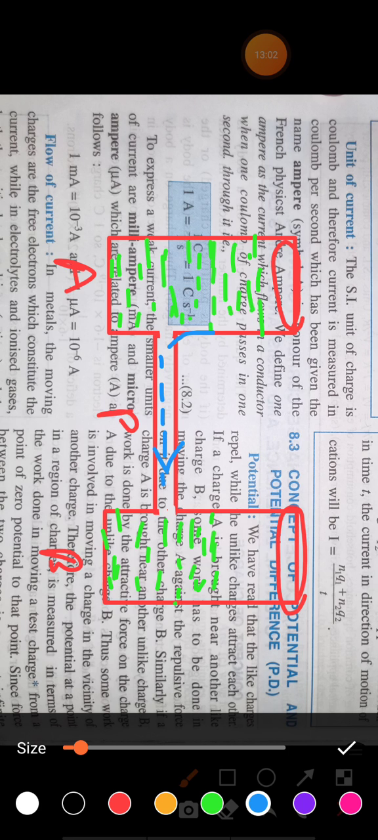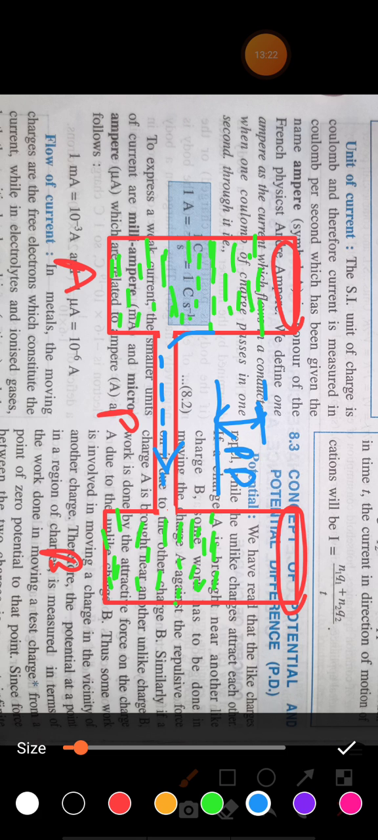So that means we must create a difference in water level to make the water flow. If the water levels are the same, then the water will not flow. If there is a difference in water level, then the water will flow. This difference between water levels is actually called potential difference.